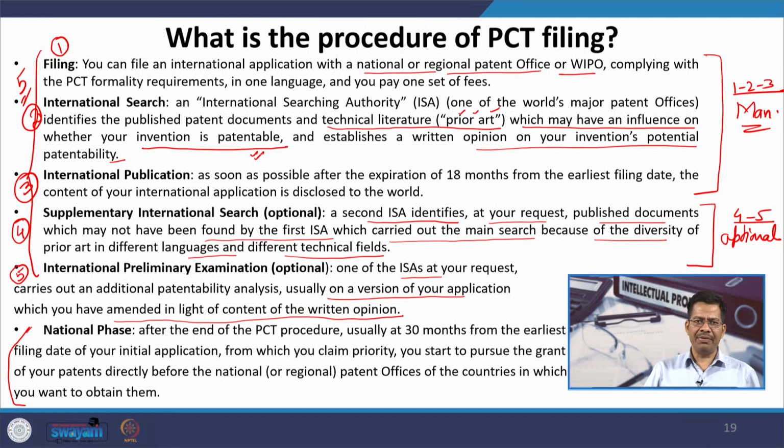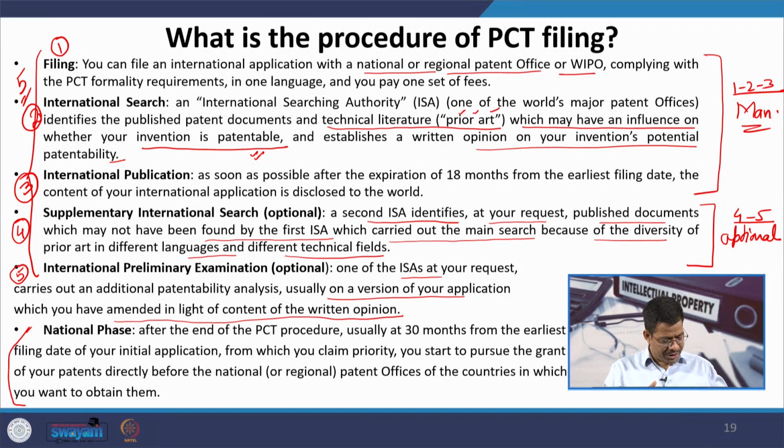So, these are the 5 stages, 5 activities which are part of our international phase. So, when we are filing PCT, first these 5 stages will be completed. Now, after this preliminary examination, you get the examination report. From PCT you get the examination report. Now, after getting this examination report, the second phase of this international filing starts, that is the national phase.